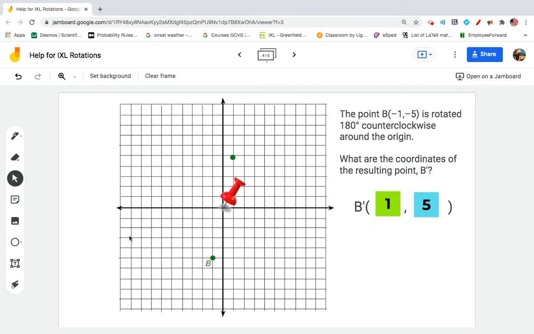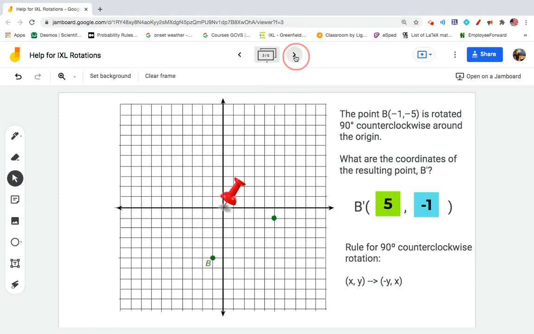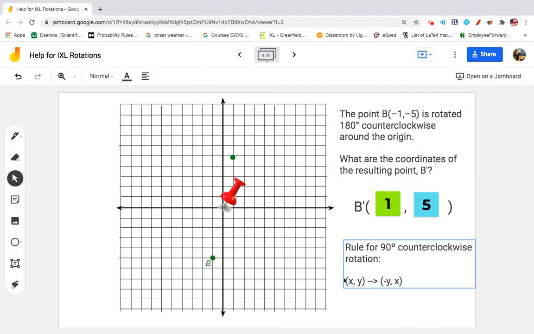And what happens? What is the rule? Well, this rule is actually kind of interesting. The rule for a 180 degree rotation is x comma y, right? What was the coordinate x, and what was the coordinate for y, stays as the coordinate for x and y, but just with opposite signs, right?